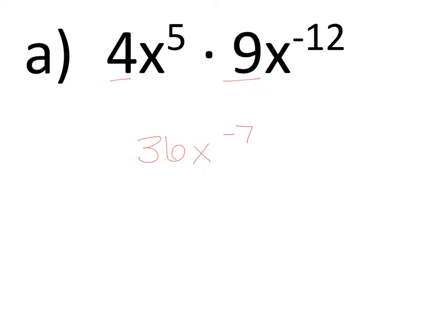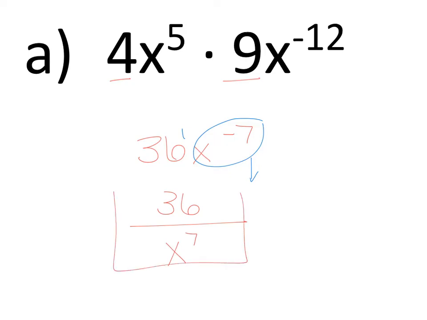Now, we aren't going to leave things with negative exponent. Once they ask us to simplify, we're going to need to go ahead and clean it up. So in this case, the 36 stays on top because it has a positive 1 exponent, right? So it doesn't move. And then the x to the negative 7 will actually drop down because it's a negative exponent, and we'll end up with 36 divided by x to the 7th. And that's going to be your final answer.